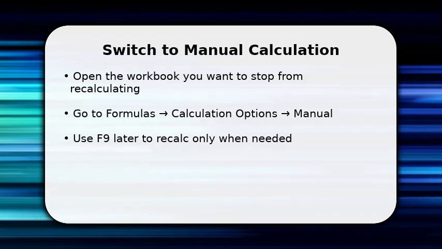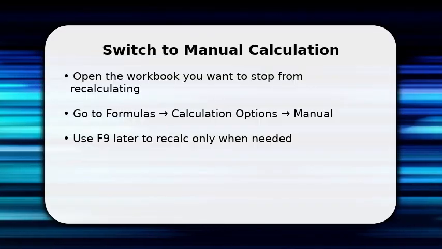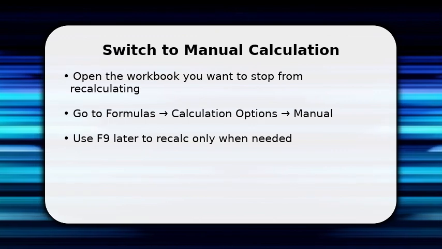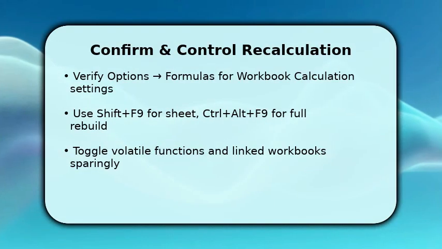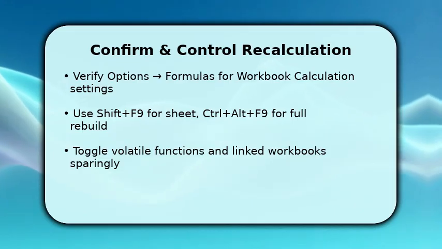You can still force recalculation with F9 or Shift plus F9 for the active sheet. This method is fast and reversible. It buys you control over processing while you make bulk edits or copy large ranges. Once manual mode is on, confirm under File > Options > Formulas that workbook calculation is set to manual, so it applies across sessions.